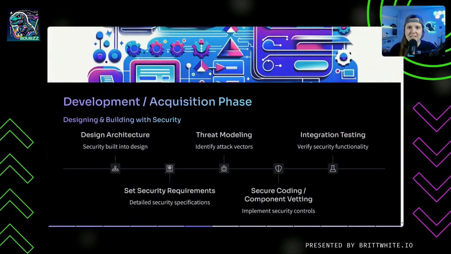During development, we stick to secure coding and dodge vulnerabilities, and we test how components fit together, because a bad connection could be a hacker's jackpot. No one wants a house with an unlocked back door. And if we're acquiring parts, we vet them hard. It's like buying a used car. You don't just take the seller's word for it. You pop the hood, kick the tires, and take a good hard look for yourself. In this phase, we're designing and building, or buying, with security front and center.